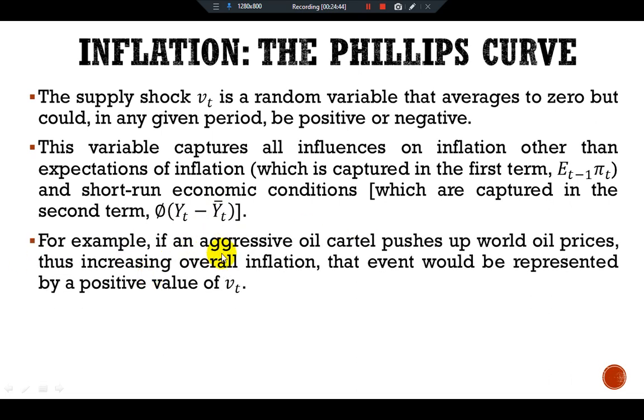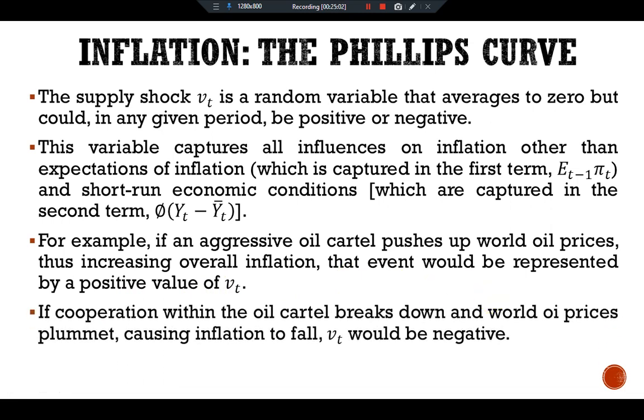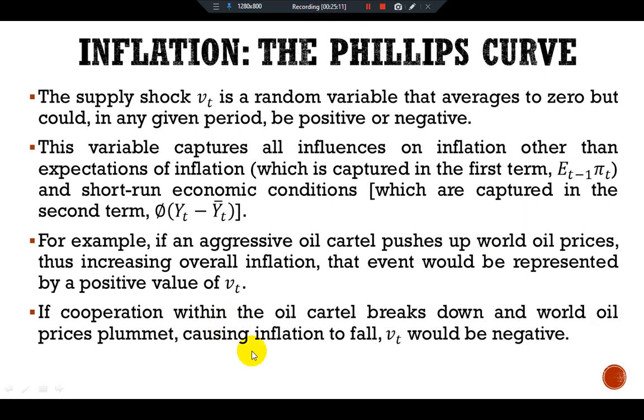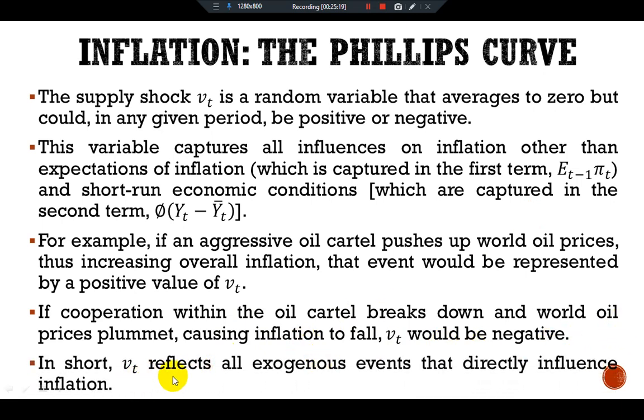Okay, for example, if an aggressive oil cartel pushes up world oil prices, thus increasing overall inflation, that event would be represented by a positive value of Vt. Okay, if cooperation within the oil cartel breaks down and the world oil prices plummet, causing inflation to fall, Vt would be negative. Okay, in short, Vt reflects all exogenous events that directly influence inflation.